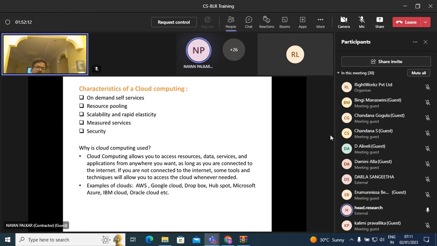Then why should we use cloud computing? Cloud computing allows you to access the resources, data, services, and applications from anywhere you want, as long as you are connected to the internet. If you are not connected to the internet, some tools and techniques will allow you to access the cloud whenever needed. The examples of cloud are AWS, that is Amazon Web Services, then Google Cloud, Dropbox, HubSpot, Microsoft Azure, IBM Cloud, and Oracle Cloud, which are some of the famous clouds which are used.